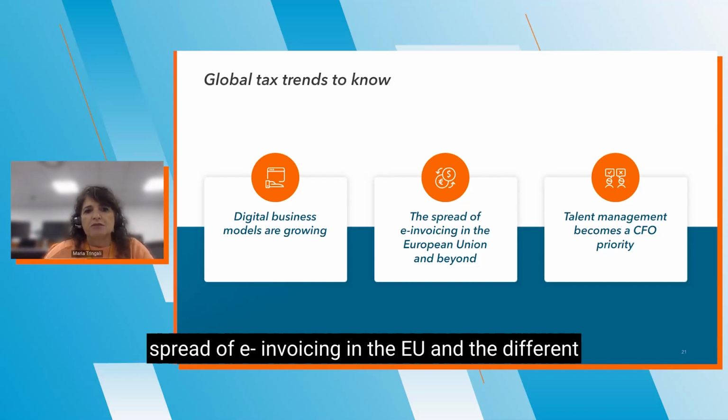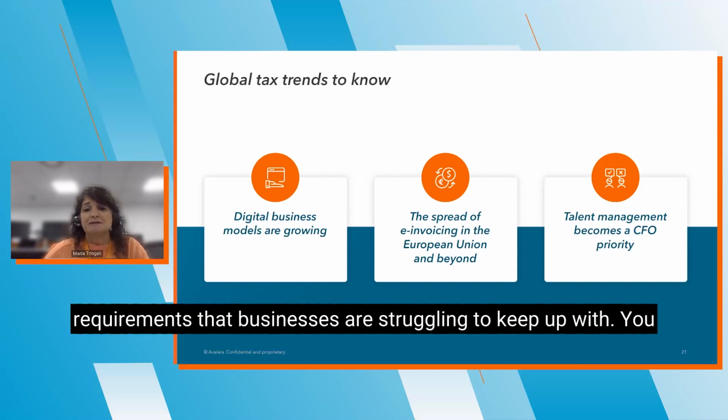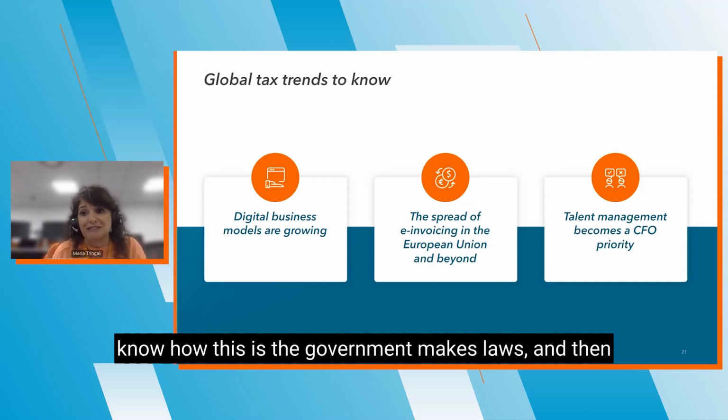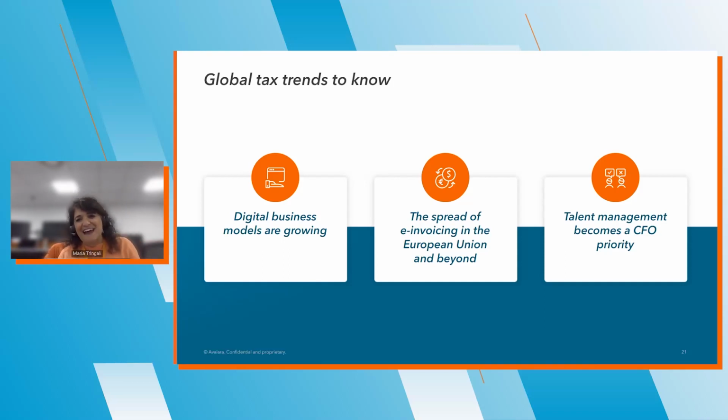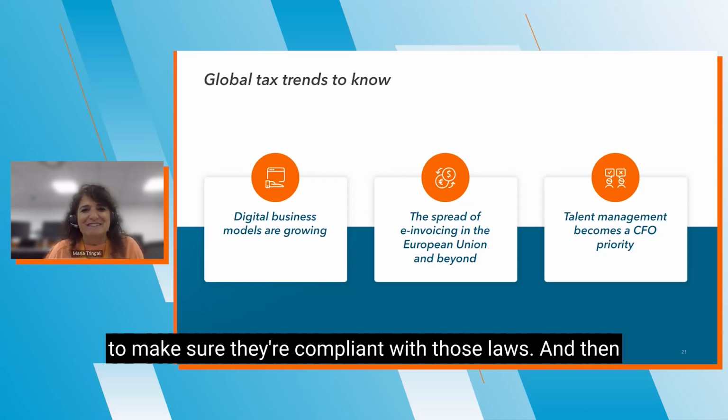And then, of course, there's the spread of e-invoicing in the EU and the different requirements that businesses are struggling to keep up with. The government makes laws and then they expect the businesses to try to figure out how to make sure they're compliant with those laws.